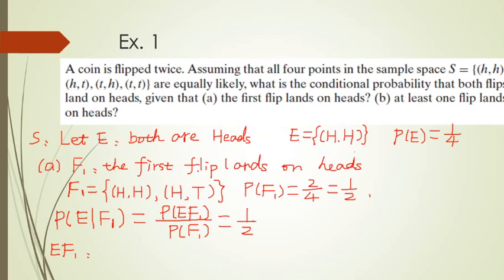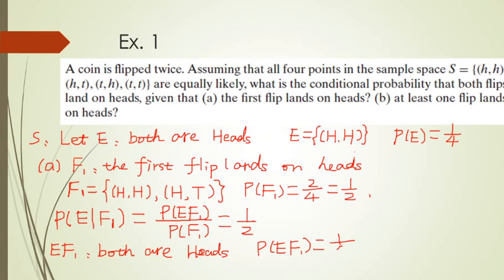What is the common part? What is the intersection of those two events? Of course, both are head, right? Even F1 tells the first one is head, but even E tells both are head. So it should be both are head. What is the probability of E and F1? Of course, both are head.